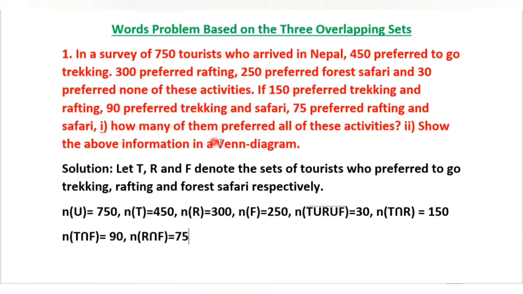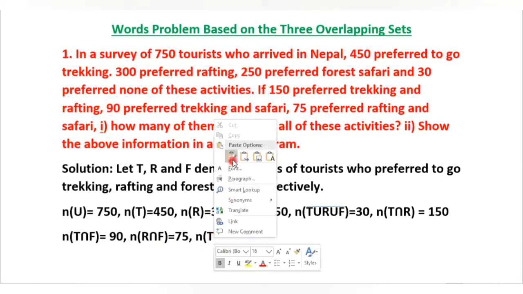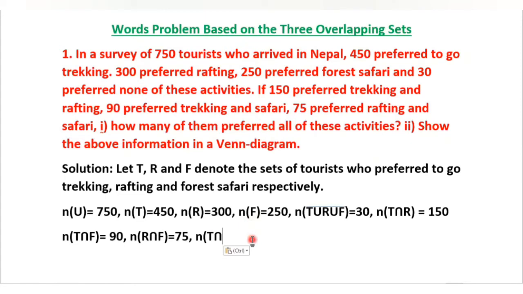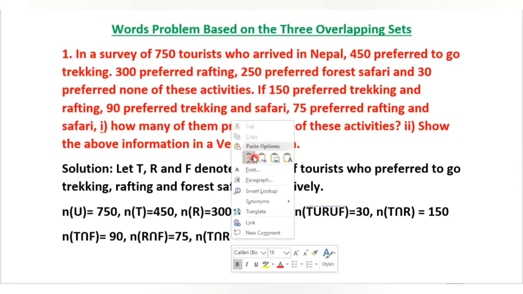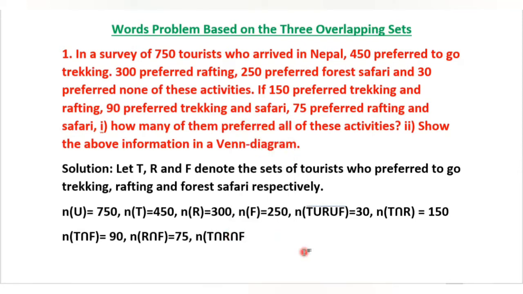Then, how many of them prefer all of these activities? We need to find that out. What we want to find out is n(T ∩ R ∩ F) equals question mark. This is the question we want to find out, and thereafter we will show it in a Venn diagram.